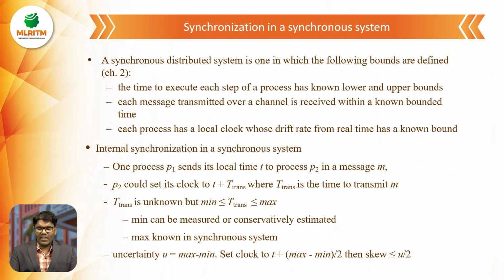Here we have three types of bounds defined. The time to execute each step of a process has a known lower and upper bound, and each message transmitted over a channel is received within a bounded time. Each process has a clock whose drift rate from real time has a known bound.